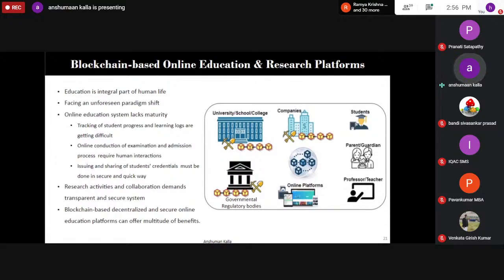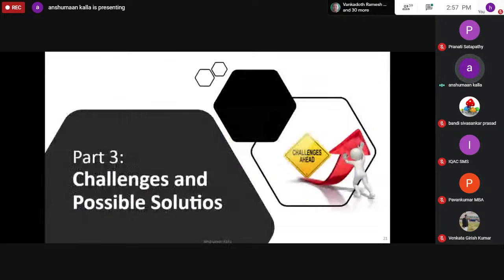So universities and governmental regulatory bodies can establish, as I said, that there are different types of blockchain. A public blockchain can probably be used for secure sharing and issuing of students' credentials, whereas universities, government bodies, schools and other institutes or research laboratories can establish a private consortium blockchain for exchange of authentic information like accreditation processes or academic audits and much more, right? So all this can very easily be done with blockchain.